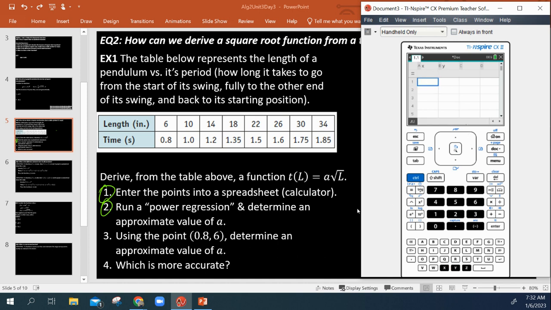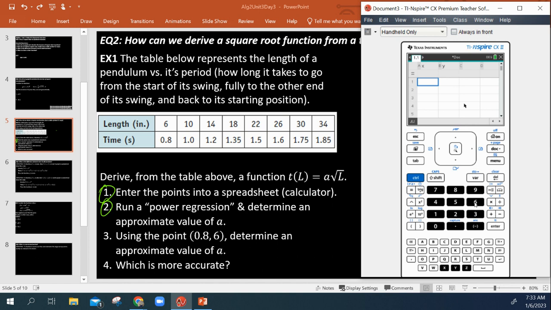We have to remember that x and y are our independent and dependent variables respectively. In this case, our independent variable is the length of the swing and our dependent variable is the time. It's kind of weird to think of it that way, but we're being asked to find time as a function of the pendulum swing. So our x values are not going to be time. Our x values are going to be the length of the swings.